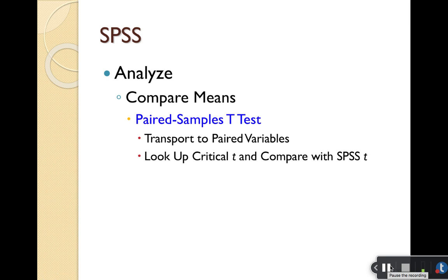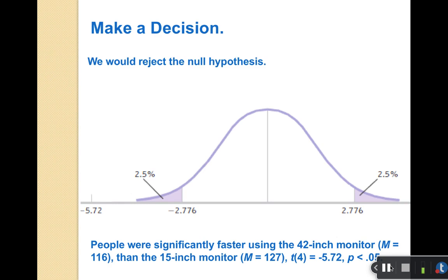Again, going back to the slides, here are some shortcut commands in SPSS. Again, we're under the Analyze menu, Compare Means, Paired Samples t-test, and all we had to do was transport and pair them up and hit OK. If we were to take our curve, and again, we've mapped out the critical cutoffs based on 4 degrees of freedom of 2.776, either positive or negative. That calculated t that we found of 5.72, you can see that's way out here.